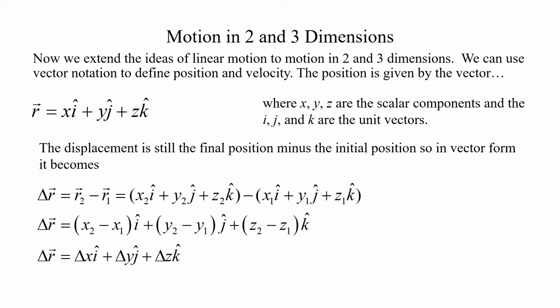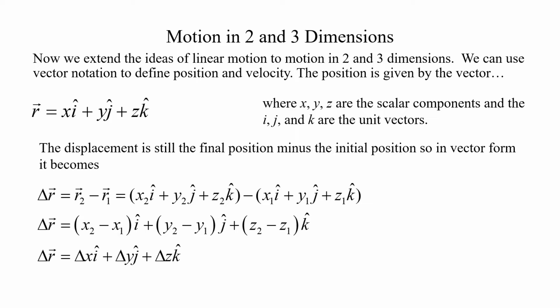So we can use vector notation to define a position and velocity. The position is given by the vector r. The arrow above the r indicates it's a vector. So we have x in the i hat direction plus a y component in the j hat direction and a z component in the k hat direction. So x, y, and z are the scalar components, and i, j, and k are the unit vectors that point in the x, y, and z directions.